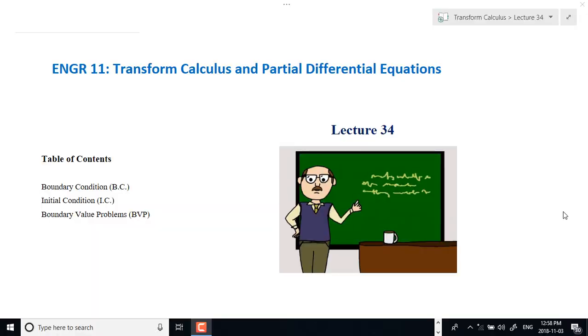Hello guys, we want to start lecture 34. In this lecture, I'm going to talk about boundary conditions. Then we talk about initial conditions, and at the end we talk about boundary value problems.